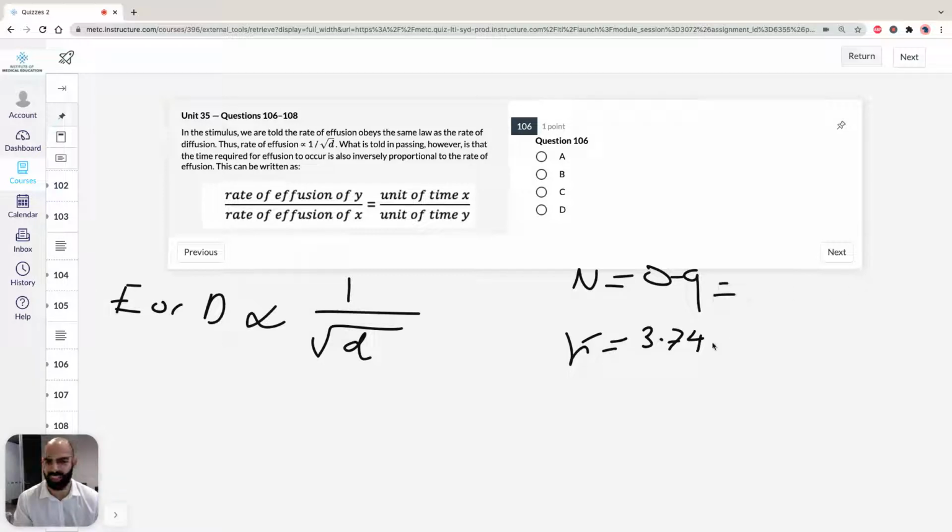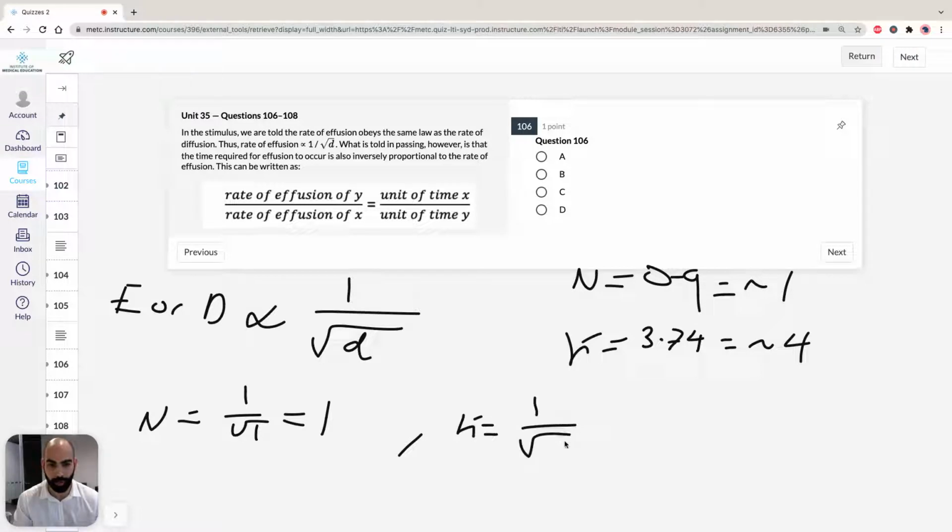The easiest way is to get whole numbers. We've got 0.9, let's make it 1. We've got 3.74, let's make it 4. The rate of diffusion for neon is going to equal 1 over square root 1, which equals 1. And the rate of diffusion for krypton is 1 over square root 4, which equals 0.5. Therefore, neon has a rate of diffusion that's twice that of krypton. So the answer has to be C.